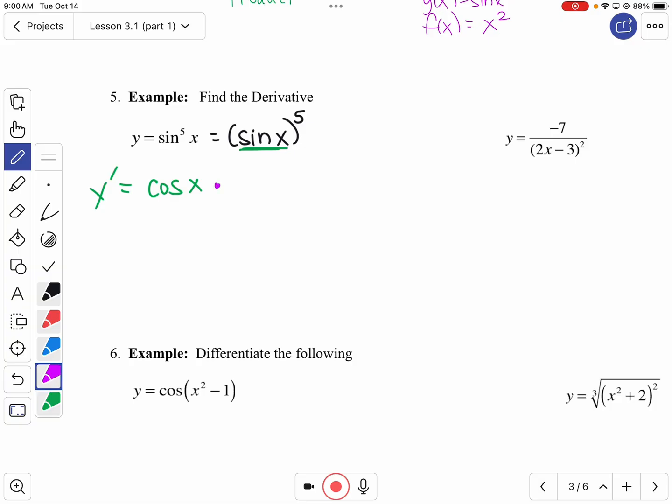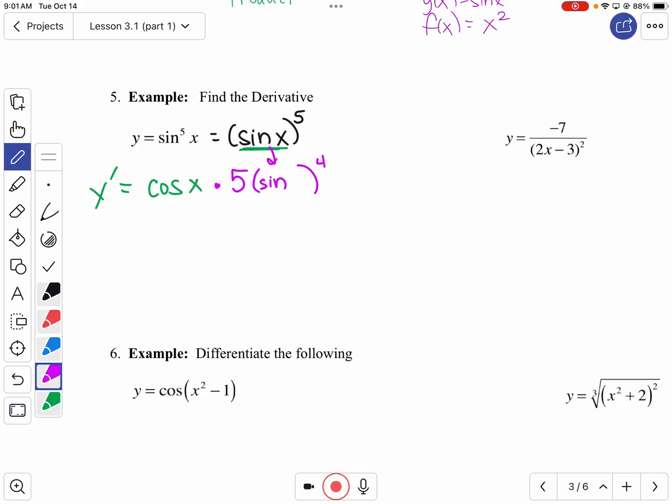Now, what we want to do is do the derivative of the outside. What are we doing to that sine of x? What would be your outside function? X to the 5th. So what's the derivative of something to the 5th? 5 times something to the 4th. Okay, it would be 5 times something to the 4th. And what we put inside of there was our original something. What was originally in there?